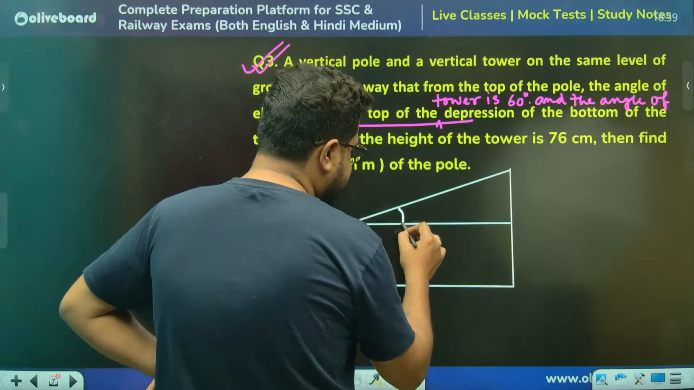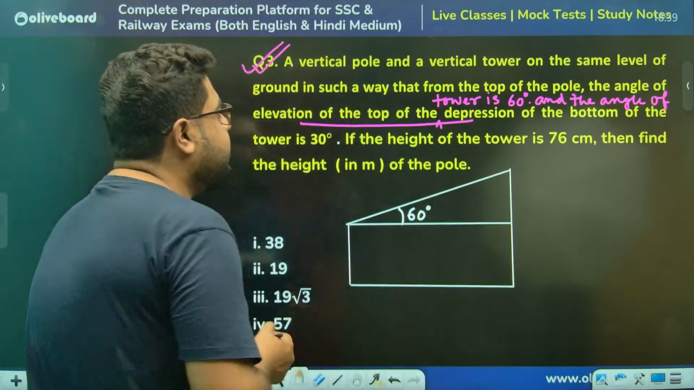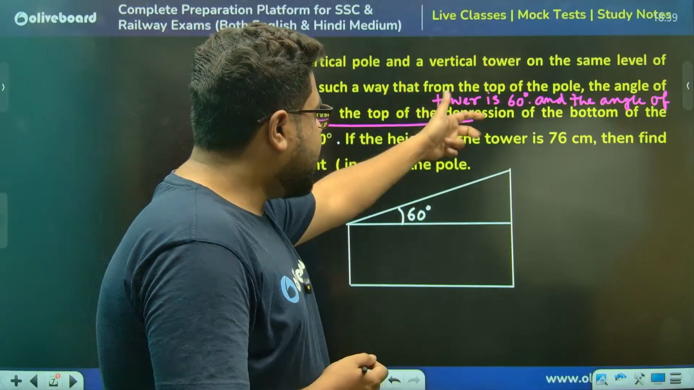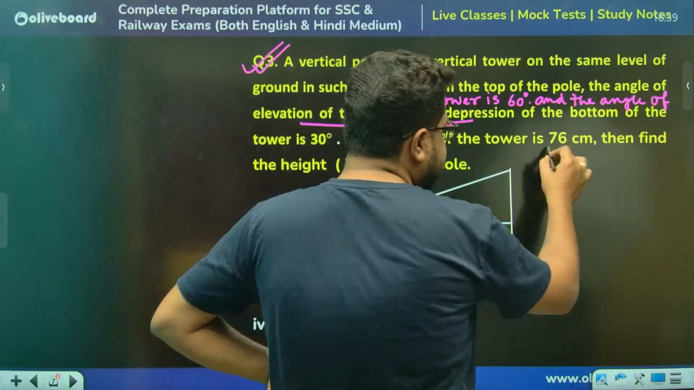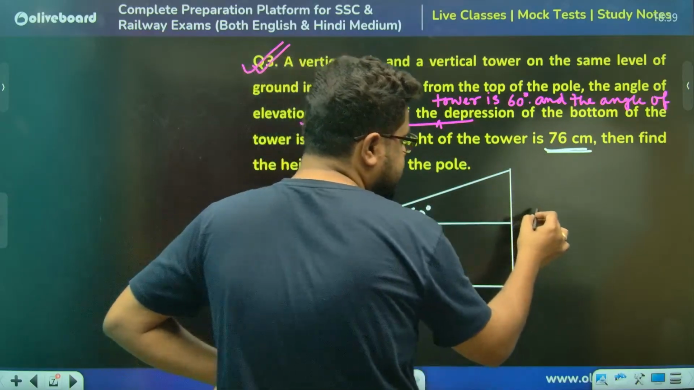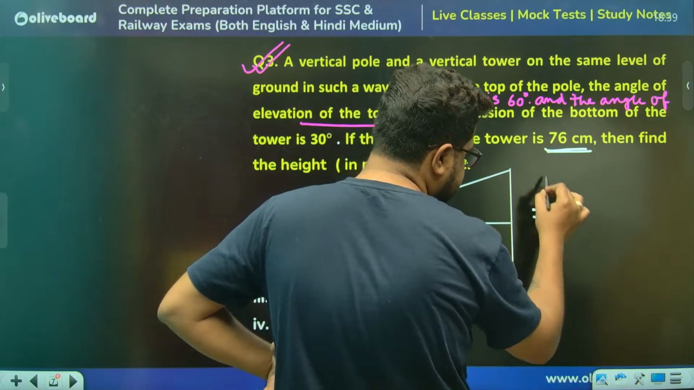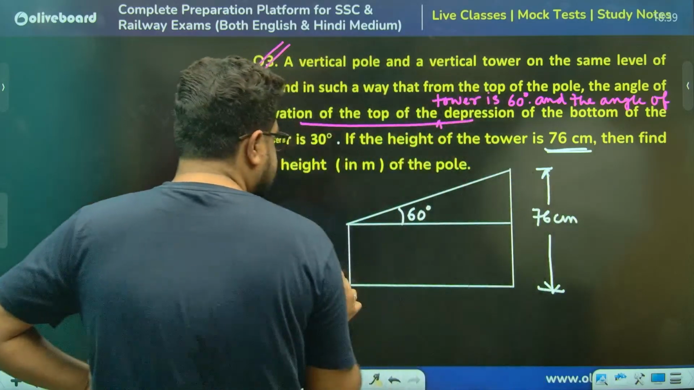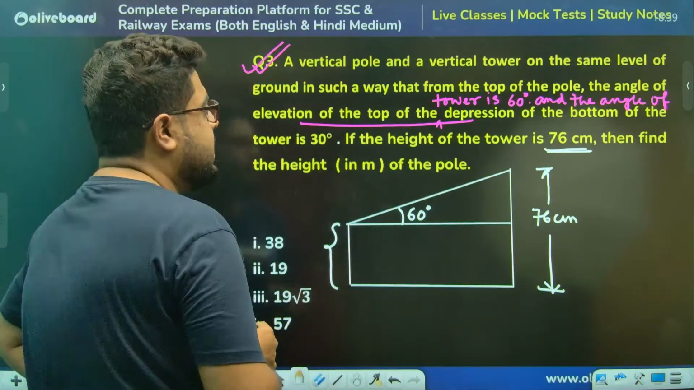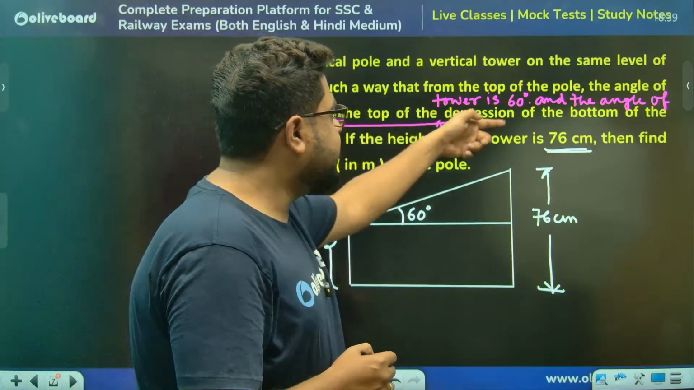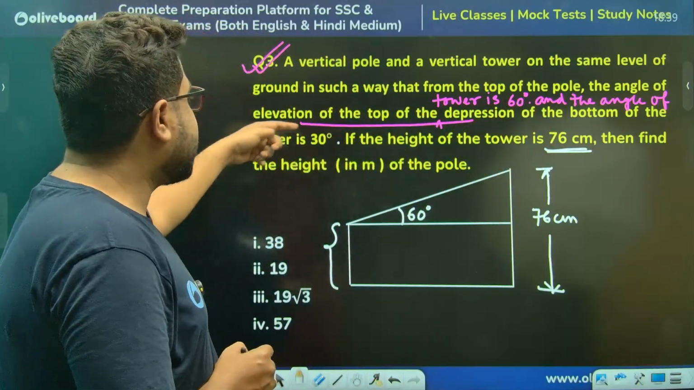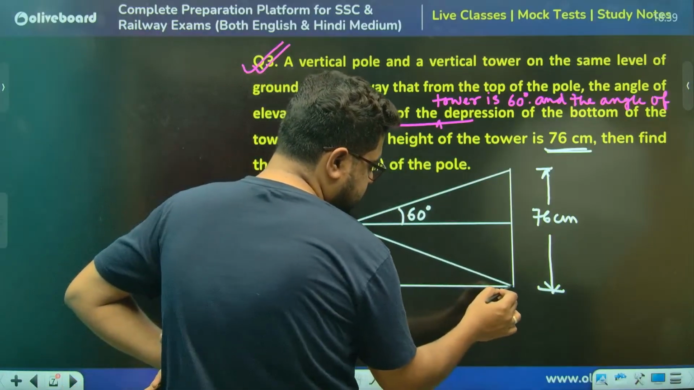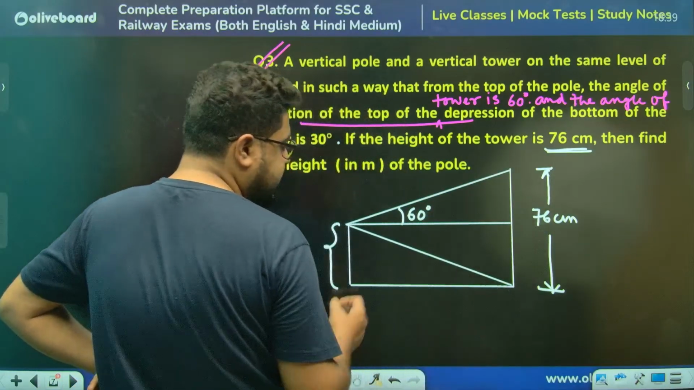This angle is given as 60 degree, from the top of the pole, the angle of elevation of the tower. The height of the tower is given as 76 centimeters. They are asking what is the height of this pole. Another thing, the angle of depression of the bottom of the tower is this. So this line from the top of the tower. This angle is given as 30 degree.